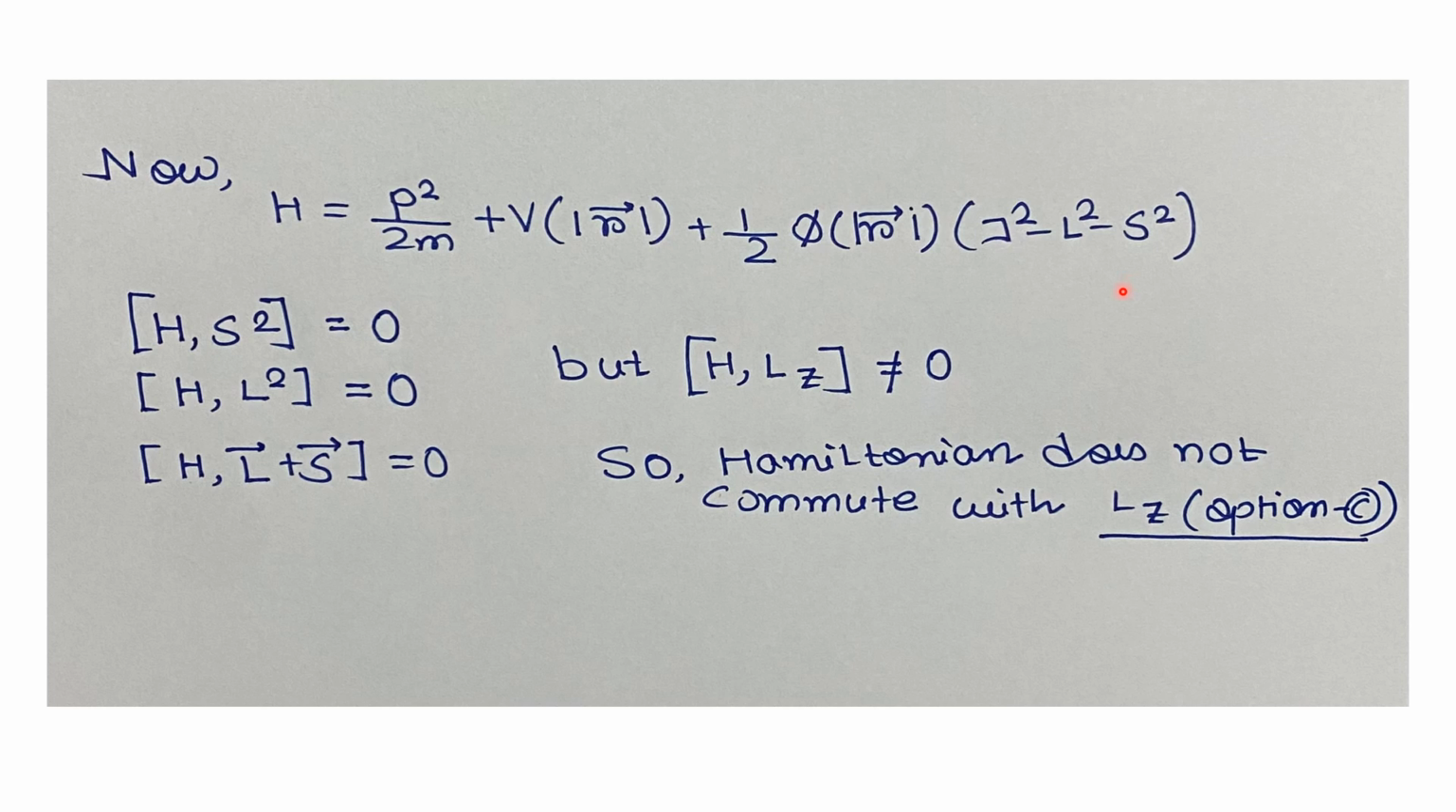So if two operators have the same eigenstate, then they will commute. So we can say from here H will commute with J square, H will commute with L square, and H will commute with L plus S, because H will commute with L as well as S. So the only thing, H will not commute with the Lz operator. So the commutator of H and Lz will be non-zero. So the Hamiltonian does not commute with Lz. So option C is correct.